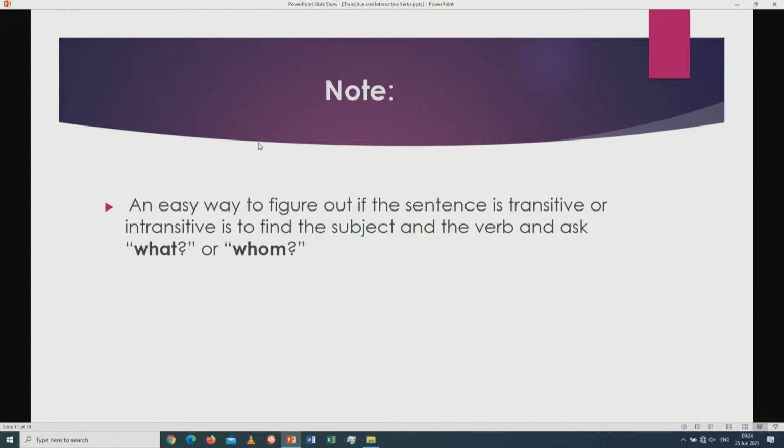Next, just a note. Remember, an easy way to figure out if the sentence is transitive or intransitive is to find the subject and the verb and to ask what or whom. You find the subject, the doer, you find the verb, and we'll say the subject does what or whom. So if we can answer the what and the whom, that becomes transitive, or if there is no object, it becomes intransitive.